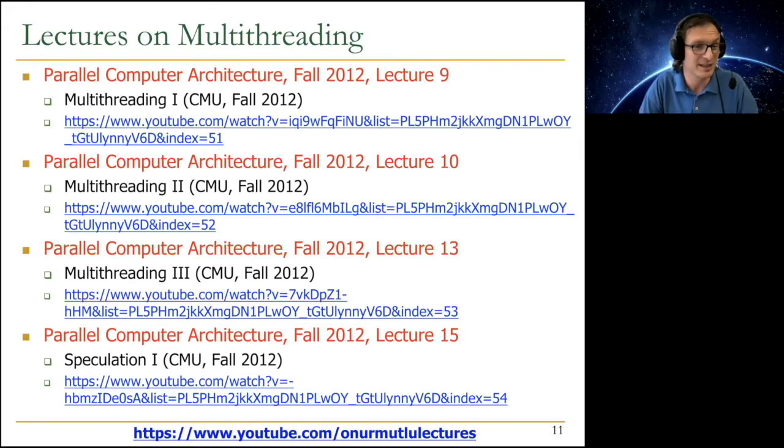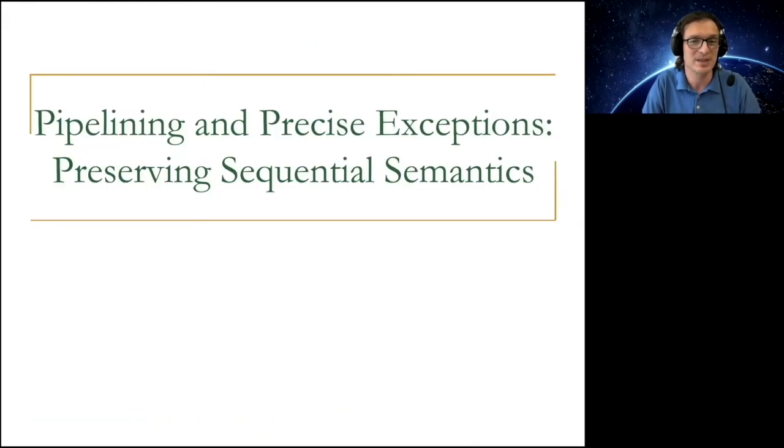Switch on event multi-threading, for example, if you get a long latency instruction, switch to a different thread is another form of multi-threading. You don't do it every cycle, but you do it when you get a long latency instruction. Okay.